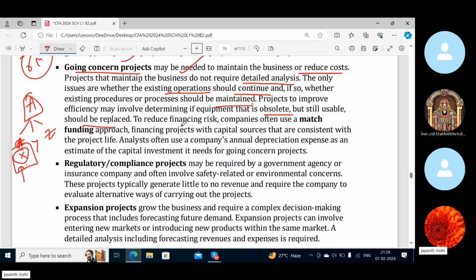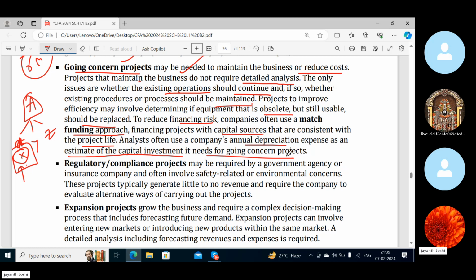To reduce financing risk, companies often use a match funding approach. Match funding means financing projects with capital resources that are consistent with the project life. Analysts often use a company's annual depreciation expense as an estimate of the capital investment it needs for going concern projects.